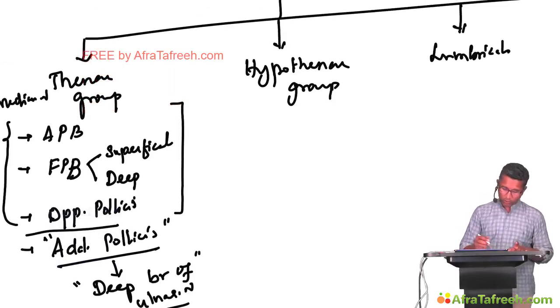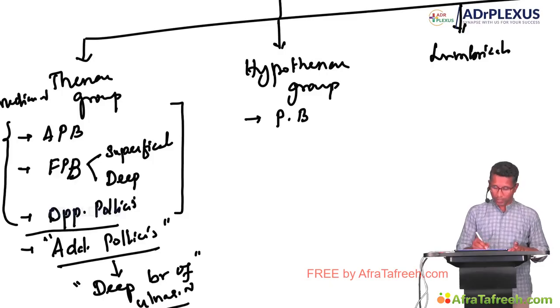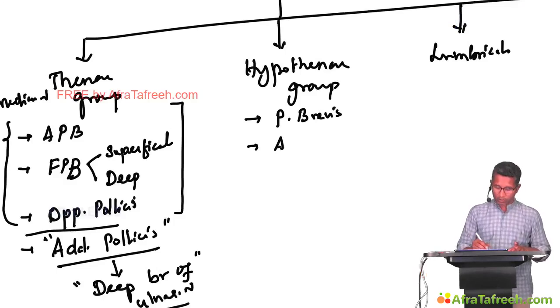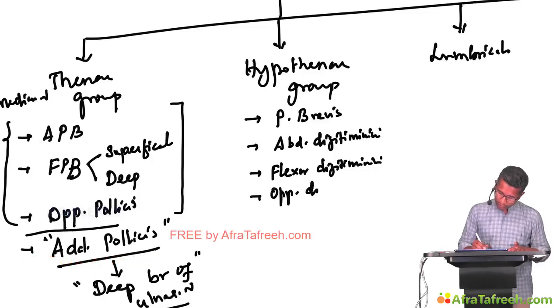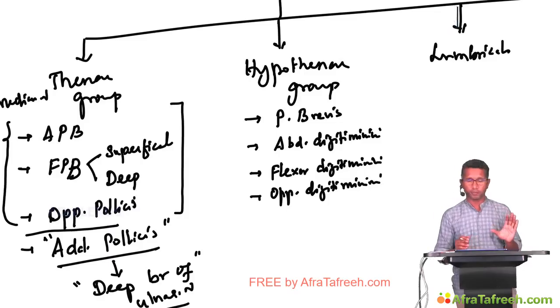Now coming to the hypothenar group. In the hypothenar group, you have the following muscles. One is called palmaris brevis. Next one is called abductor digiti minimi. Next one is called flexor digiti minimi. The last one is called opponens digiti minimi. So you have 4 muscles in the hypothenar region.